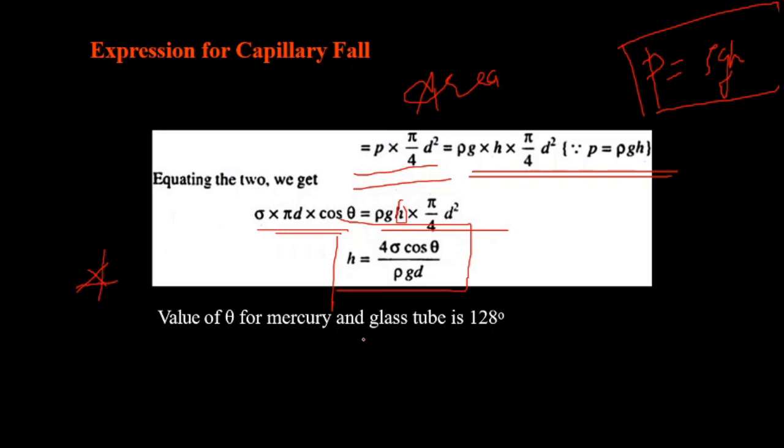The theta for mercury and glass tube is 128 degrees. Theta for mercury and glass tube is 128 degrees. Remember that. We'll see some examples.